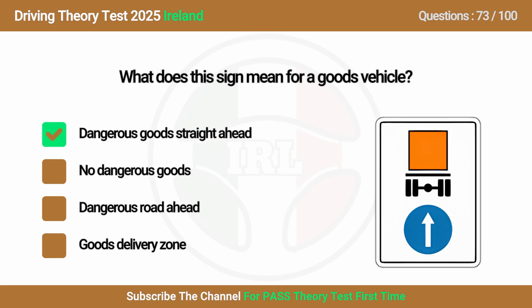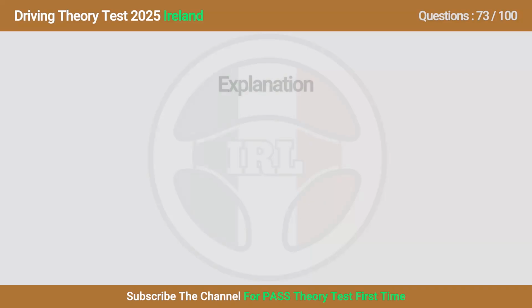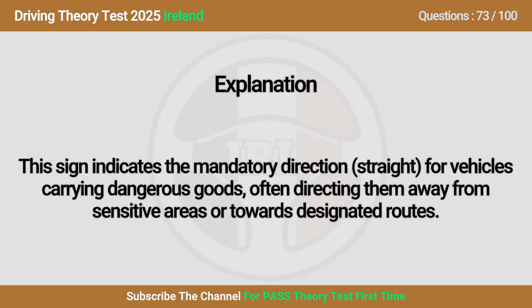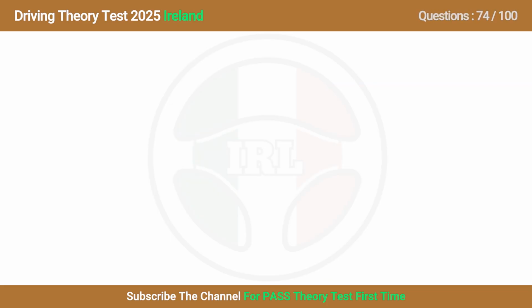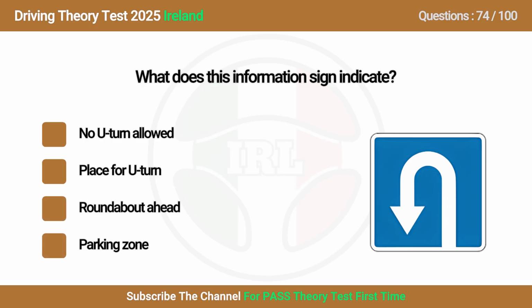Answer is A. Dangerous goods straight ahead. This sign indicates the mandatory direction straight for vehicles carrying dangerous goods, often directing them away from sensitive areas or towards designated routes.